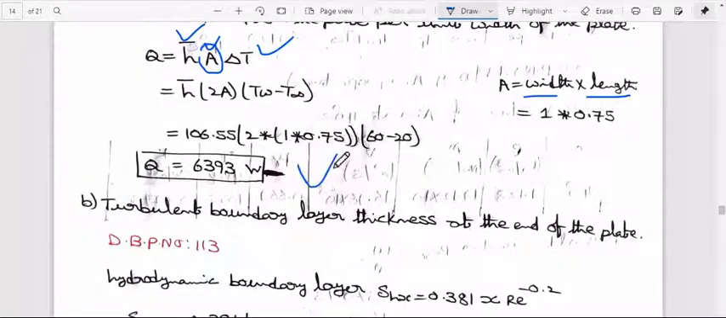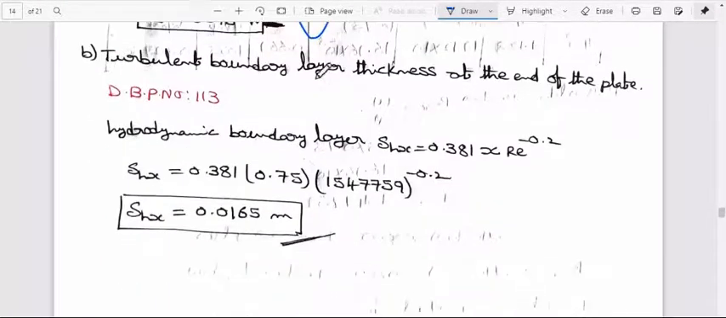So here the Q value. And what is the second question? Turbulent boundary layer thickness at the end of the plate. So turbulent, page number.